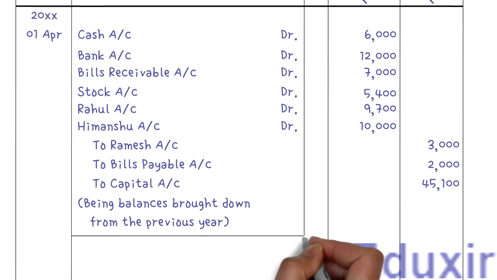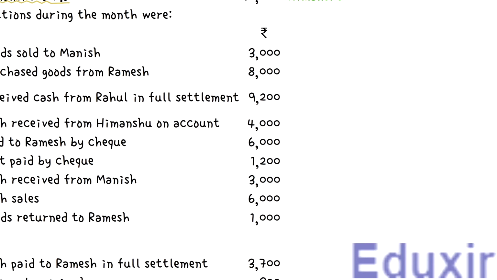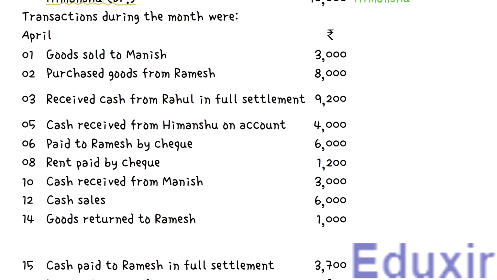Let us now draw a line to mark the completion of journalizing of the balances brought down. With that, we have completed the journalizing of the balances brought down. Let us now take up the next transaction. So far we have been dealing with the balances brought down. The next part of the problem deals with the transactions done during the month of April 2000 plus.